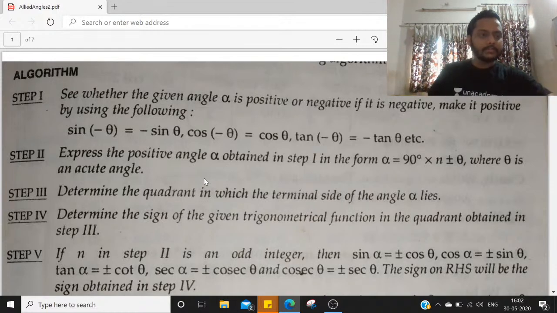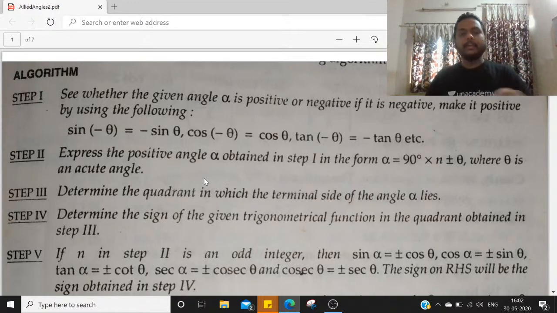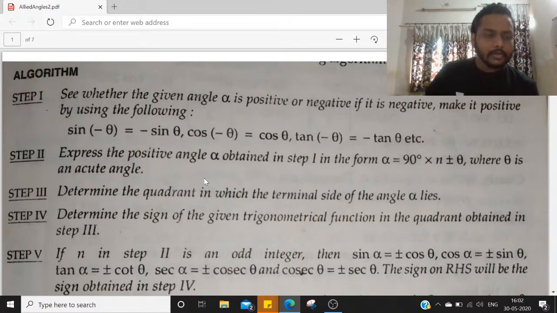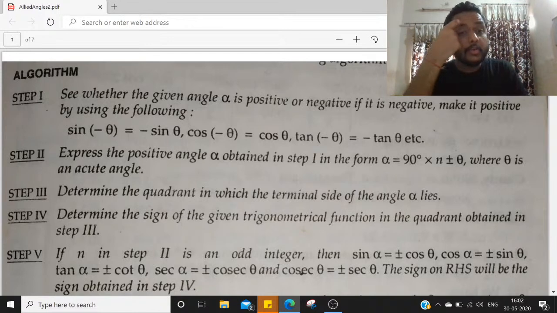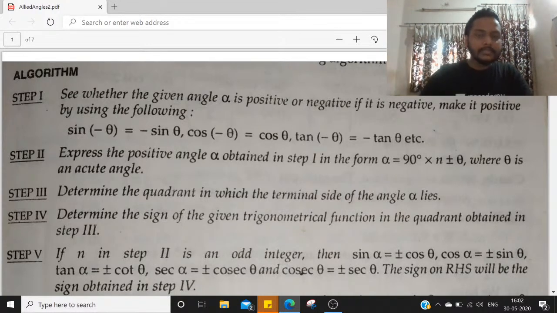And today in this particular session, the agenda that we have is allied angles. We're going to talk about how, whenever you are given allied angles, you can convert those allied angles into your acute angle. So when I'm saying allied angles, what do I mean by that? Let's focus. Allied angles, guys, is nothing but this.